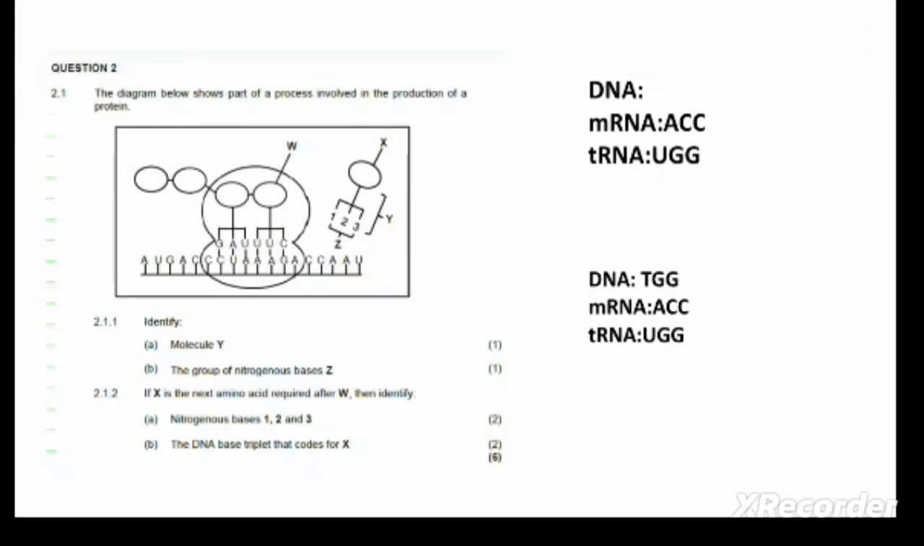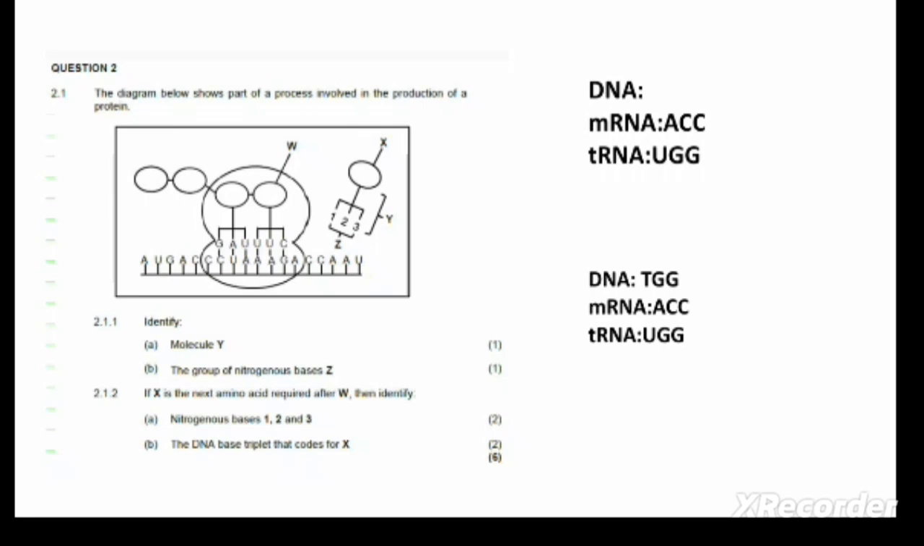So today we're going to answer questions under the topic of DNA code of life. Let's look at the first question. It says the diagram below shows part of a process involved in the production of a protein. So if you look at this diagram, it is showing the ribosome, transfer RNA and mRNA. So this is translation. Identify molecule Y.